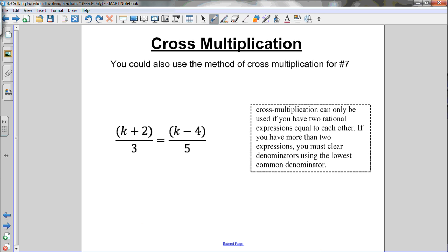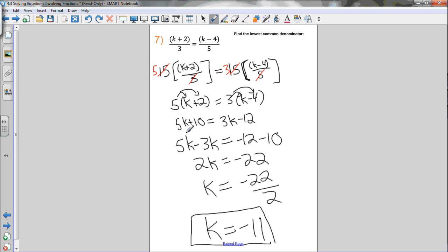So what we can do here, if I have one fraction equal to the other fraction, I can skip this step here where I'll highlight it here. I can kind of skip this entire step here. You'll notice at this line right here, I had 5 times k plus 2 equals 3 times k minus 4.